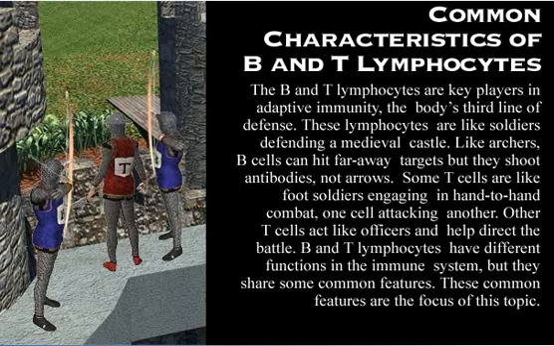The B and T lymphocytes are key players in adaptive immunity, our body's third line of defense. These lymphocytes are like soldiers defending a medieval castle. Like archers, B cells can hit faraway targets, but they shoot antibodies, not arrows. Some T cells are like foot soldiers, engaging in hand-to-hand combat with one cell attacking another. Other T cells act like officers and help direct the battle.